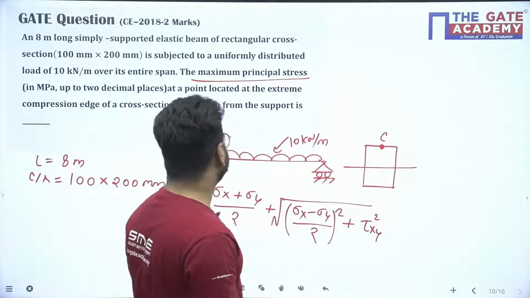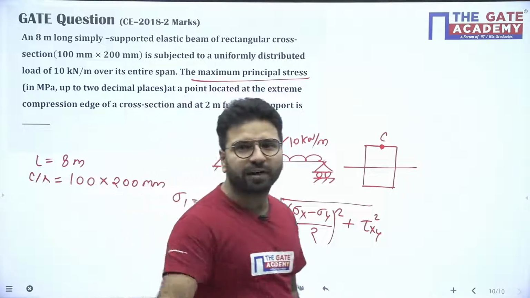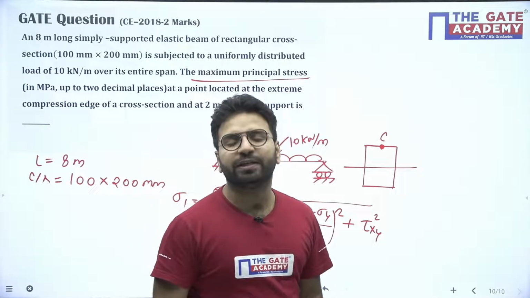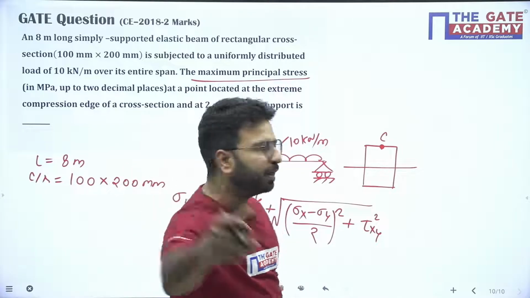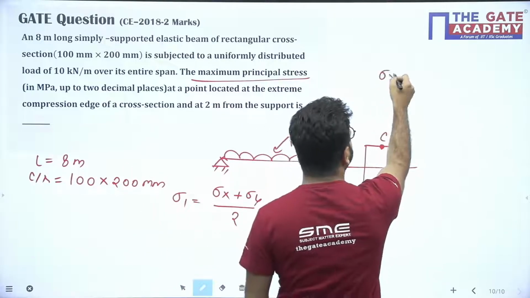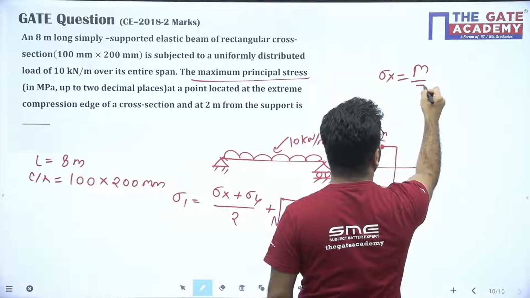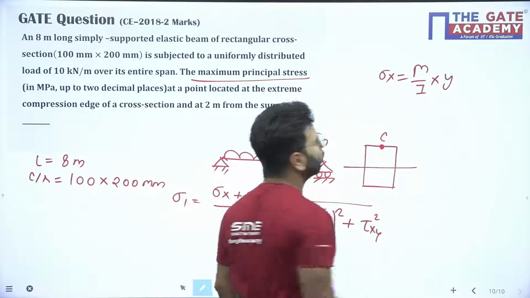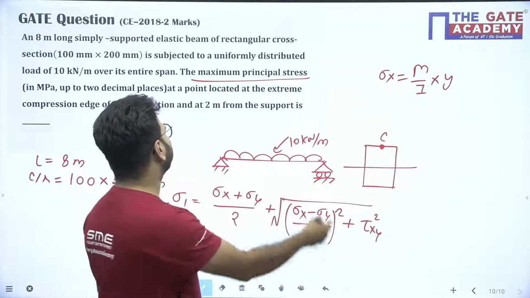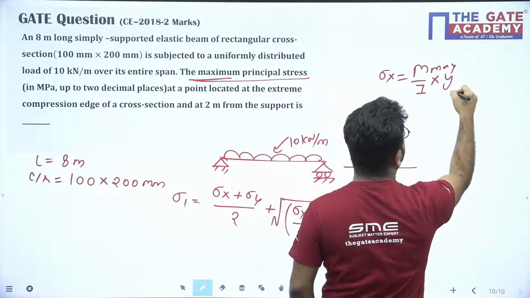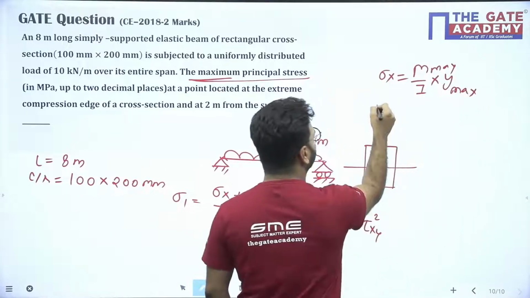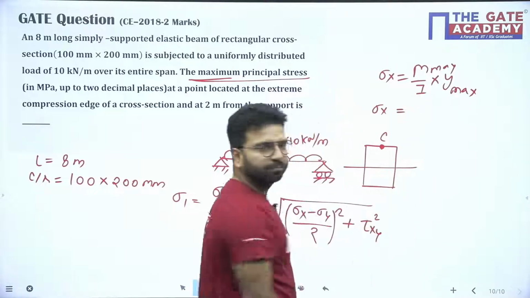Due to this, only the bending stress will develop, which will be normal to the plane. It means that will be our sigma x. So sigma x will be M upon I into y. How will you calculate M? It's asking for the maximum, so definitely you have to use M maximum and y maximum. So you will get the sigma x value here.